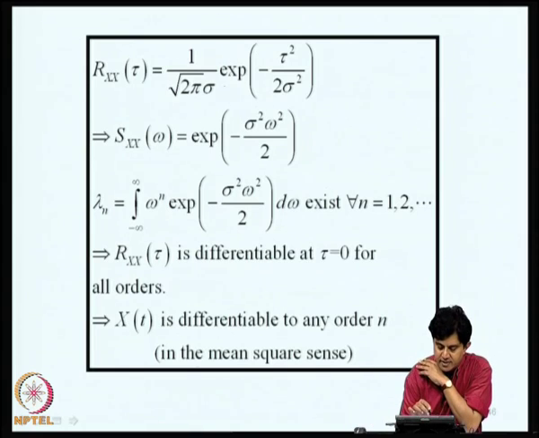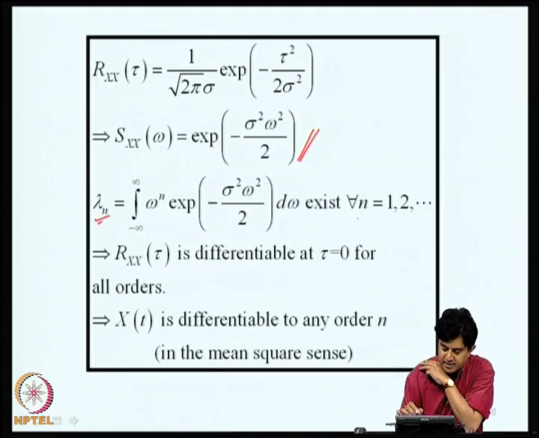Now, Rxx of tau is given to be this. From this, if I take the Fourier transform, I get the power spectral density function to be this. Now, if you consider the spectral moments, we can show that since this exponent is decaying as minus omega square, all these integrals will exist for n equal to 1 to n etc. The spectral moments 0, 2, 4, 6 etc. are nothing but the autocovariance of the parent process and its derivatives evaluated at tau equal to 0, and since all these are finite, it follows that x of t is differentiable in the mean square sense to any order n. So, it is a fairly smooth process.